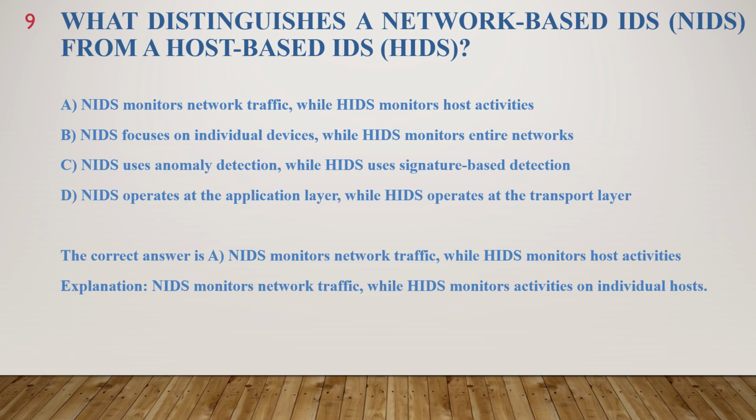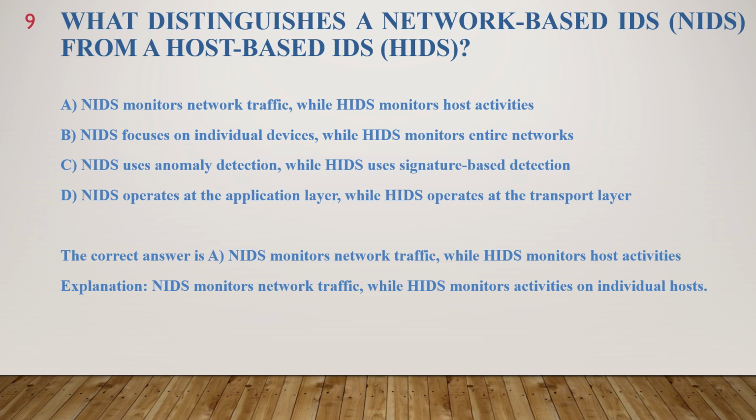Network intrusion detection system monitors network traffic, while host intrusion detection system monitors host activities. Here's a detailed explanation of each option and why it's correct or incorrect. A. Network intrusion detection system monitors network traffic, while host intrusion detection system monitors host activities. This is accurate. Network intrusion detection system analyzes the data packets flowing through the network, searching for suspicious patterns or activity that might indicate an attack. Host intrusion detection system, on the other hand, focuses on individual devices within the network, monitoring system calls, file changes, and other activities for signs of compromise.